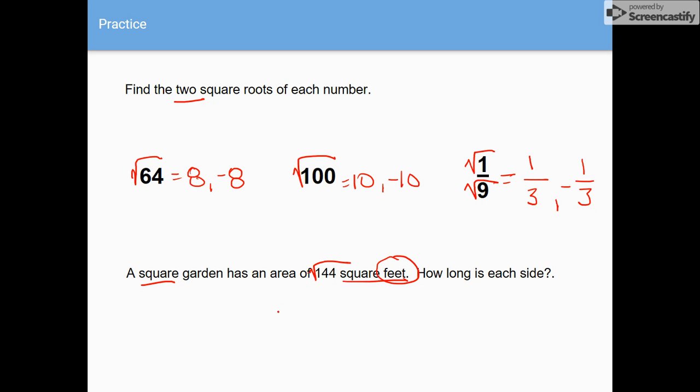Square root of 144, that's a perfect square, so it's 12. Now, I'm going to make sure I add the unit of measurement. Would it be negative 12? No, you can't have a negative area. Not in this reality.